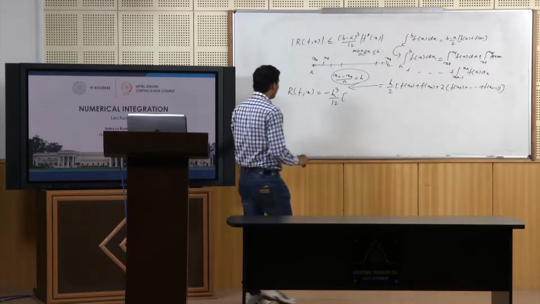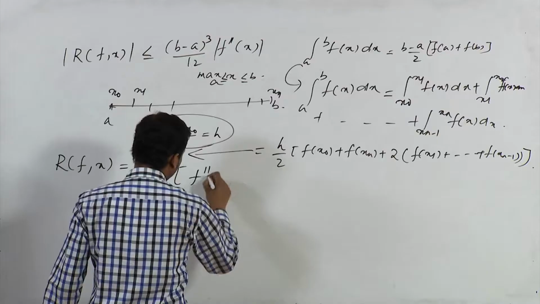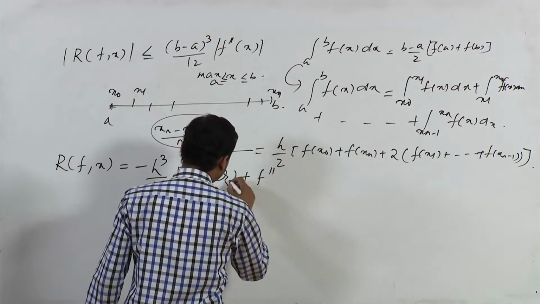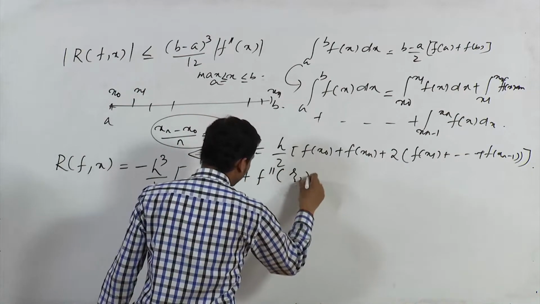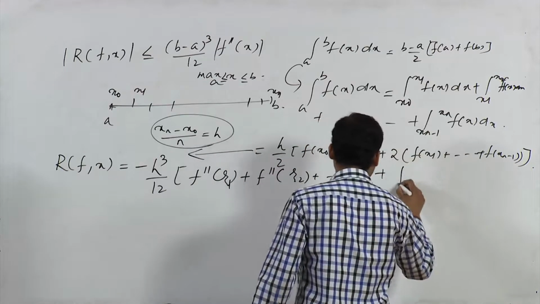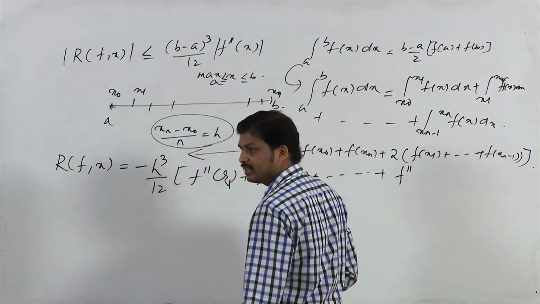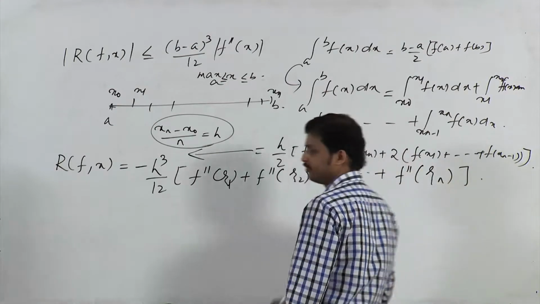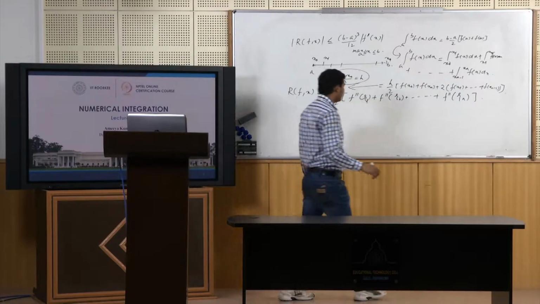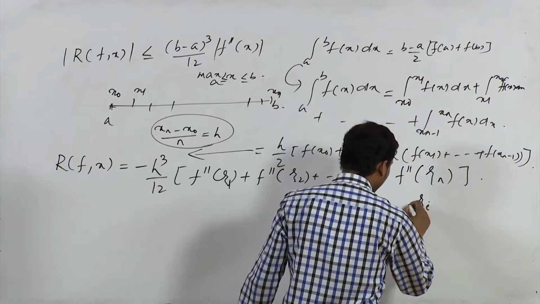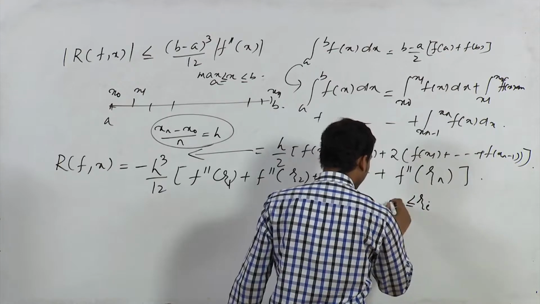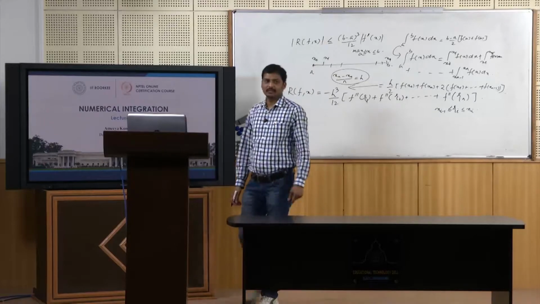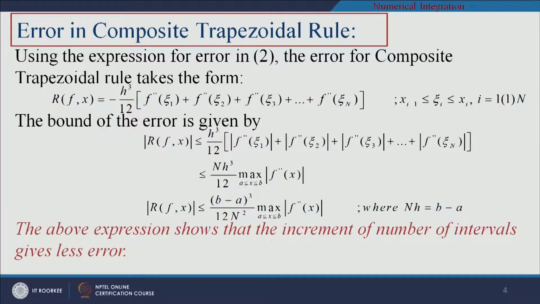and each of these errors: the first term is f double dash of zeta 1, second is f double dash of zeta 2, up to the last section, where we can write the error as f double dash of zeta n, where zeta i is lying between xi minus 1 to xi, i equals 1 up to n.